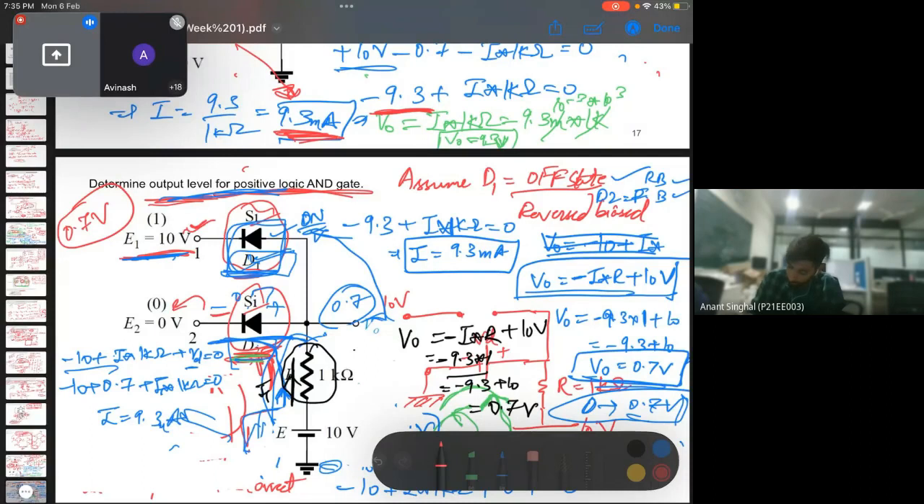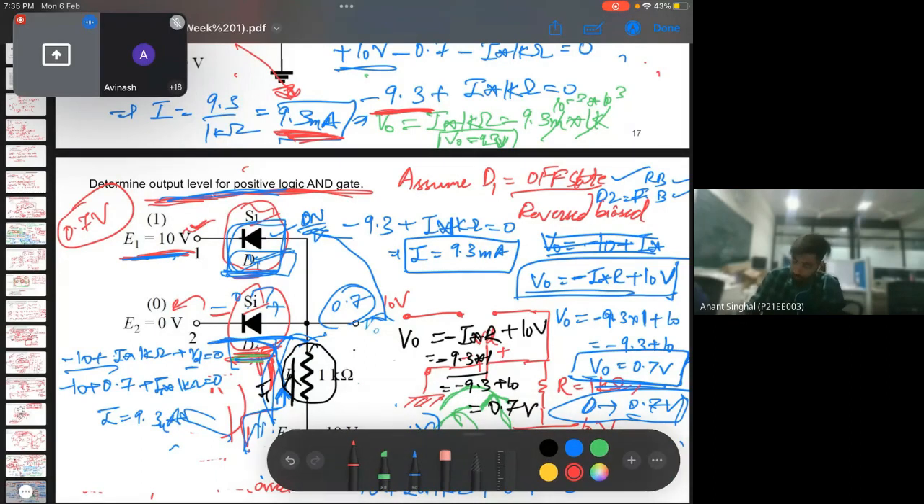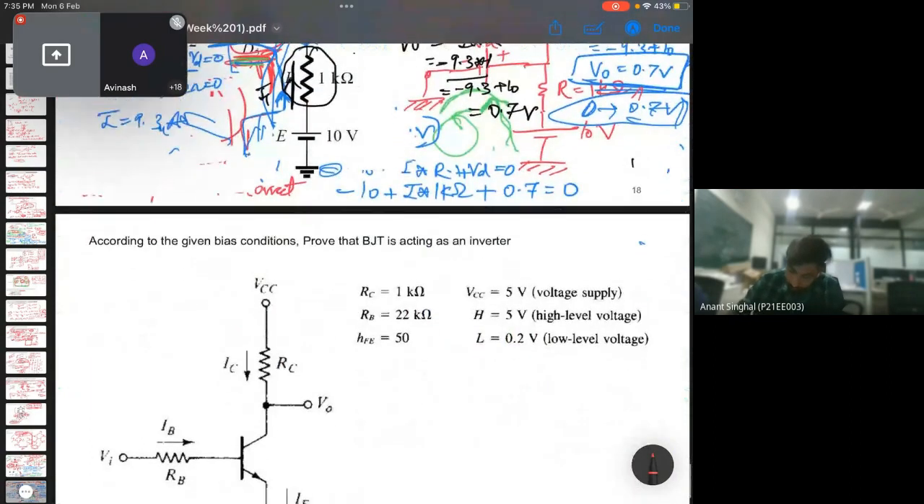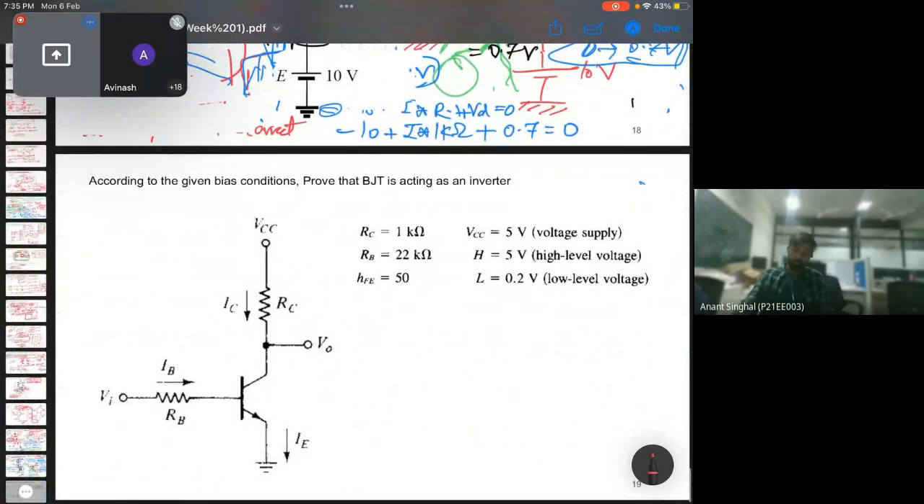So I'll try to cover a concept, so it might take time. This is now a concept which I'll try to cover through a question. Here it is given that according to the given bias condition, prove that this BJT is acting as an inverter. So you might have read about the basic condition of BJT.